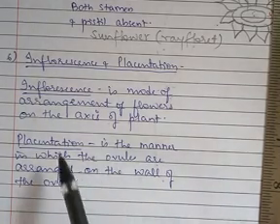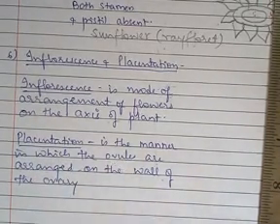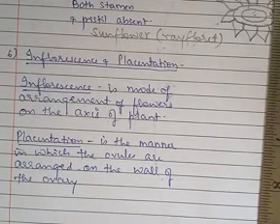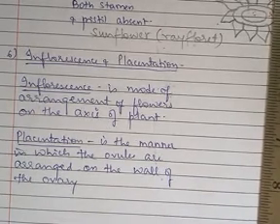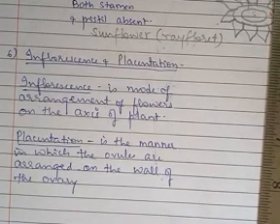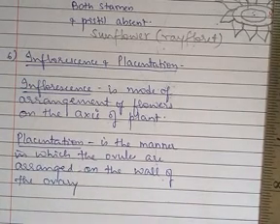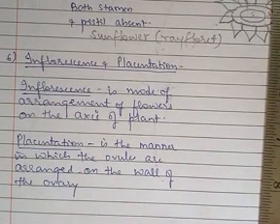Then we have placentation. It is the manner in which the ovule is arranged on the wall of the ovary. How the ovule is arranged inside the ovary is called placentation. So with this we finish the chapter. Okay, children.